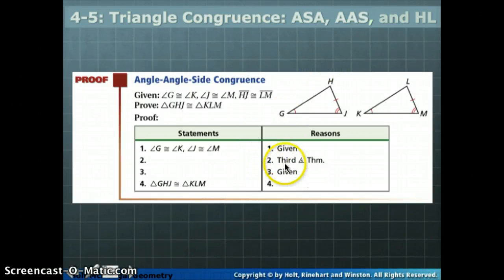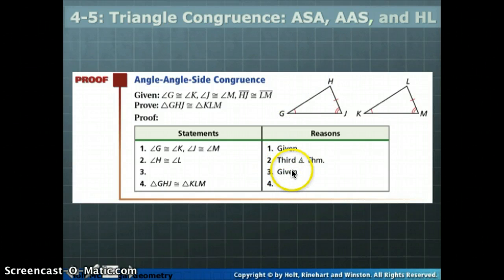Now the next one says we are using the third angles theorem. If we remember back, the third angles theorem says if I have two angles from one triangle that are congruent to two angles of another triangle, then both triangles' third angles must be congruent to each other. So that is the situation I have here. G and K is one set, J and M is another. So both those triangles' third angles, H and L, should be congruent. So we have H is congruent to L because of the third angle theorem.